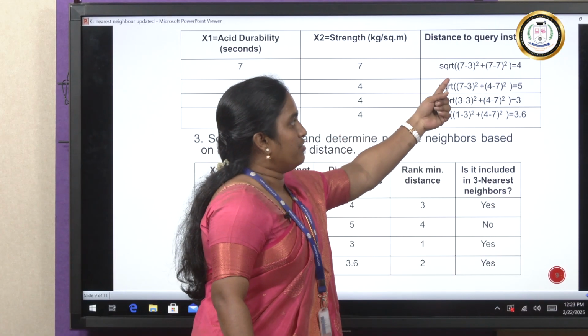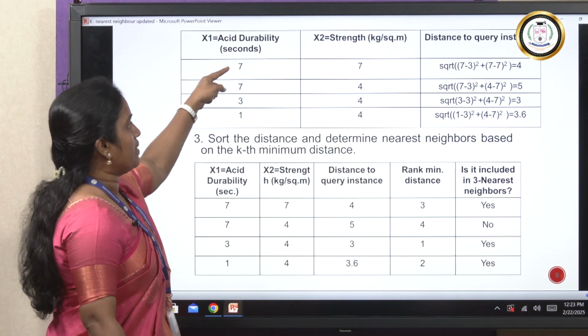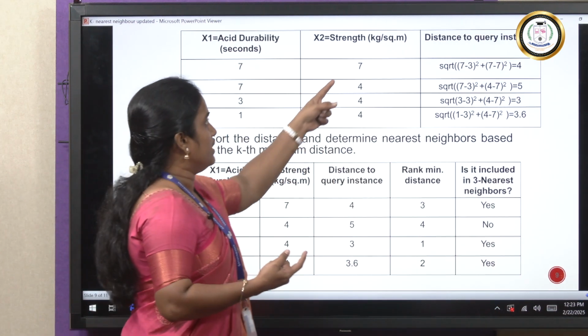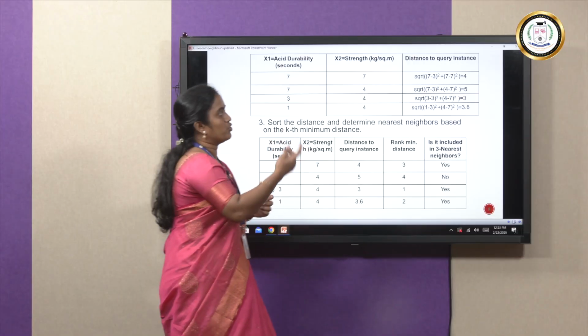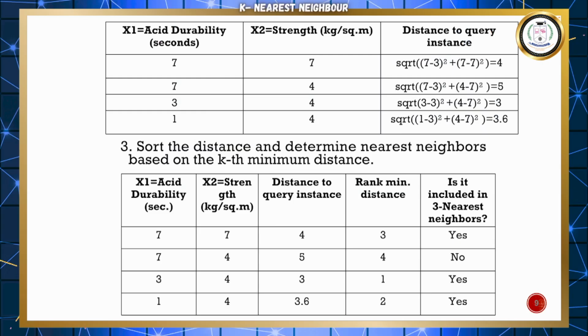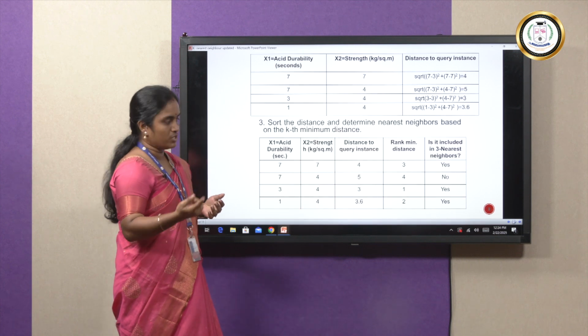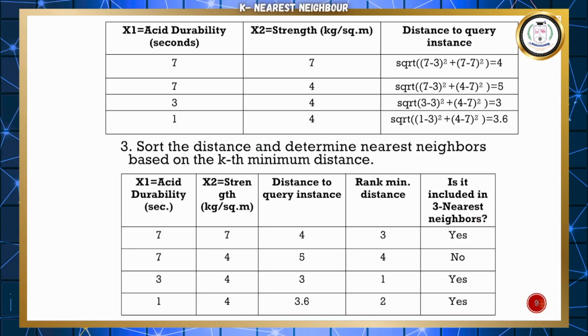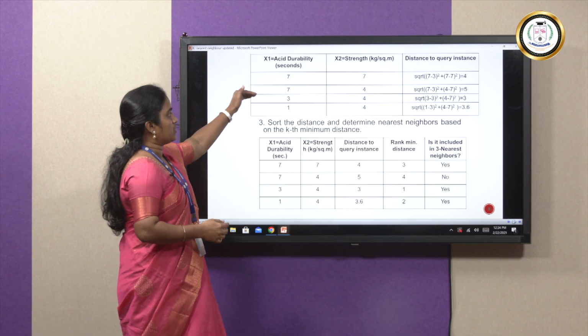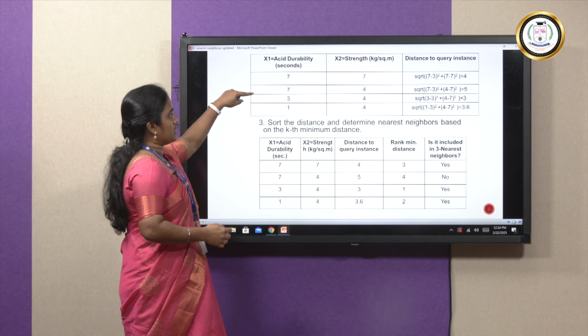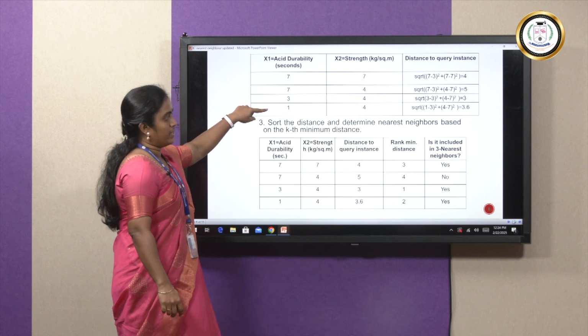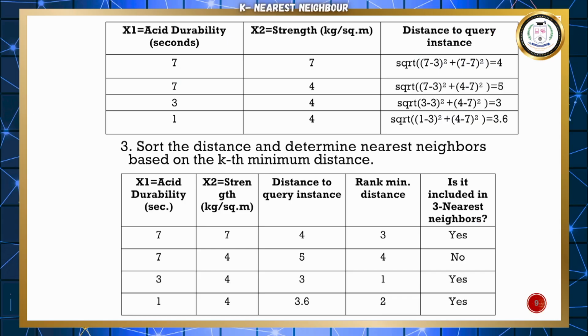Given 3 comma 7, for the first point it is 7 minus 3 the whole square, and for the y value, 7 minus 7 the whole square, which would be square root of 16, which is equal to 4. Considering the second point, the given point is 3 comma 7 and the second point is 7 comma 4. So the distance is square root of 7 minus 3 the whole square plus 4 minus 7 the whole square, which gives square root of 25, which is 5. Similarly, we calculate the distance between 3 comma 7 and 3 comma 4, and between 3 comma 7 and 1 comma 4, which are 3 and 3.6 respectively.